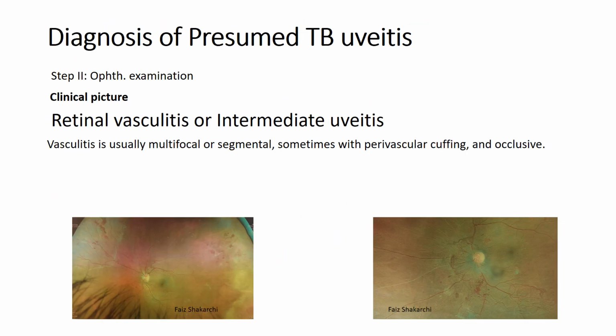Presumed TB uveitis can be presented as retinal vasculitis or intermediate uveitis, without choroiditis or granuloma. This is probably a hypersensitivity reaction to Mycobacterium bacillus. Vasculitis in TB uveitis is usually occlusive with new vessels formation.